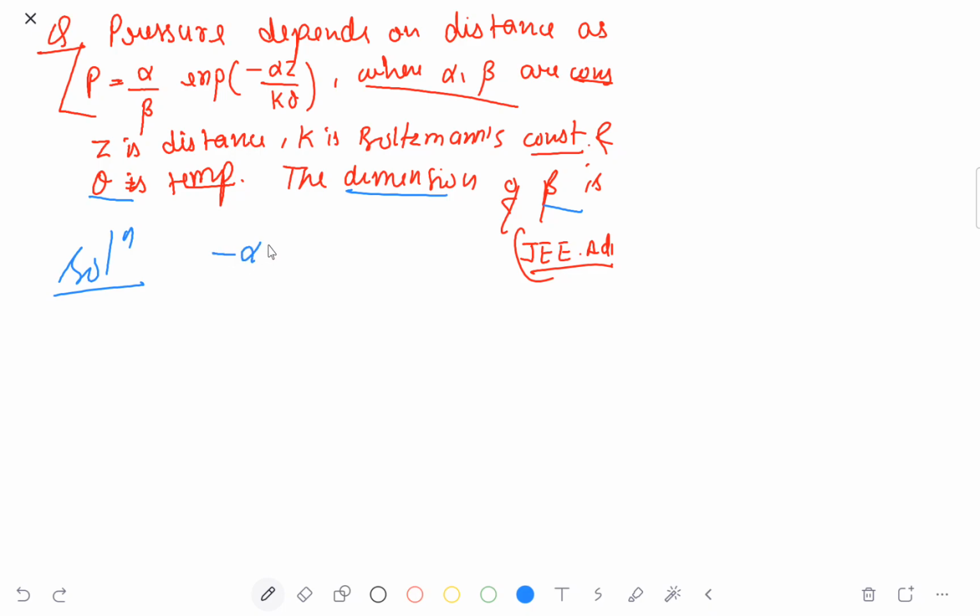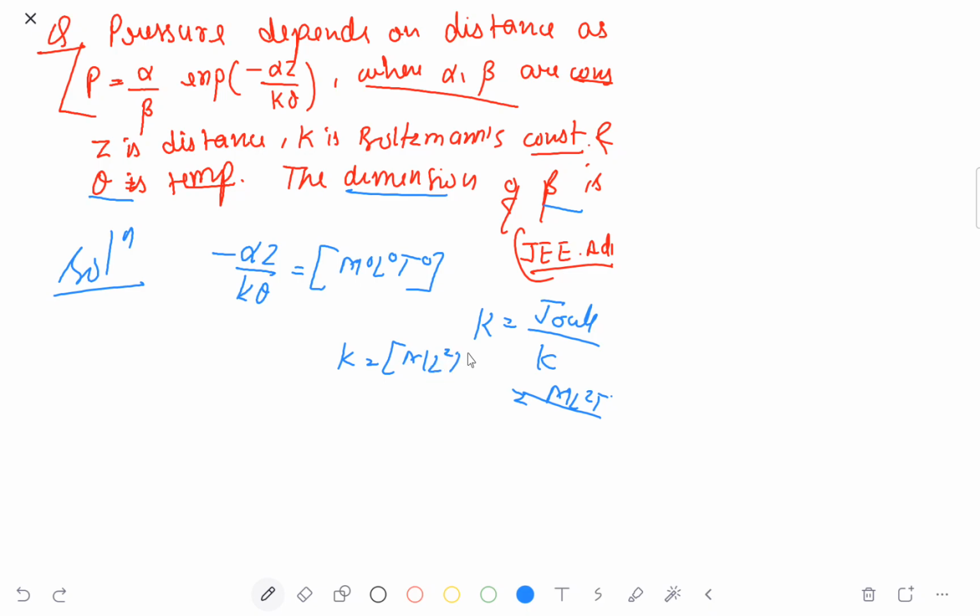That means minus alpha z over k theta has no dimension, so it can be written as M0 L0 T0. Point number 2, k is the Boltzmann constant, and the Boltzmann constant is basically joule per kelvin. Joule means energy, whose dimension is M L squared T minus 2. So the dimension of k will be M L squared T minus 2 per theta, or per kelvin. This is the dimensional formula for k.